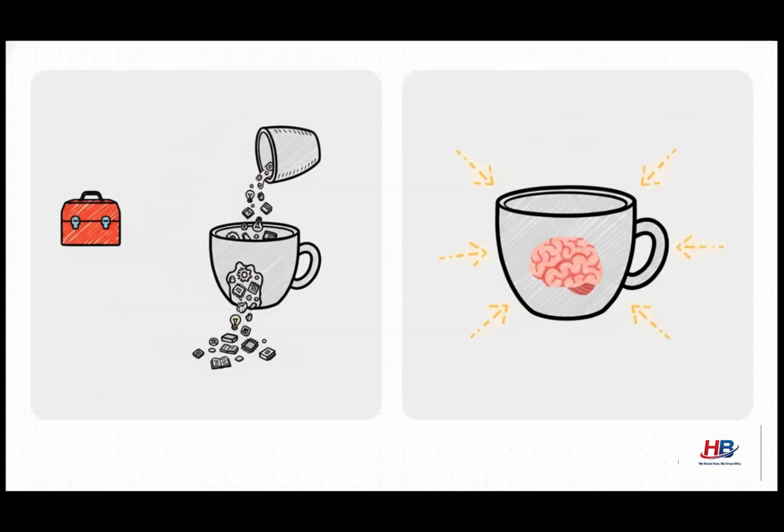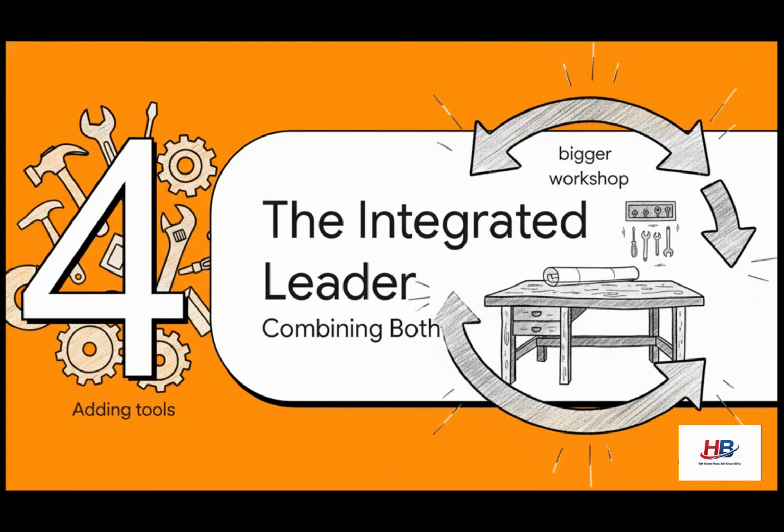Just look at this comparison for a second. It makes it so clear. Horizontal growth is about competency. It's about what you know. But vertical growth is about capacity. It's all about how you think. And I absolutely love this cup analogy. Horizontal is just pouring more information into the cup you already have. Vertical is about making the cup itself bigger so it can hold more nuance, more ambiguity, and a much, much broader perspective.